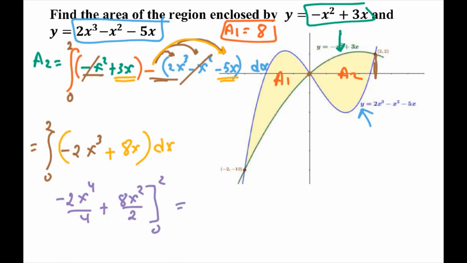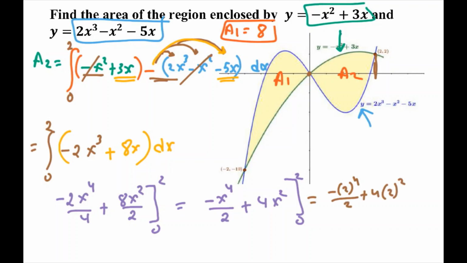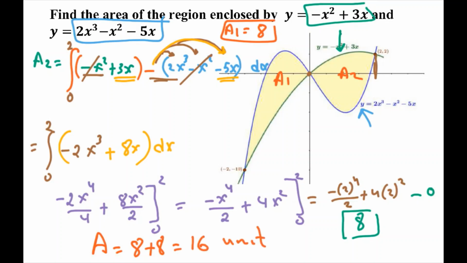That's going to be negative. First, you are going to substitute by 2. That's going to be -2 to the power of 4 over 2 plus 4, 2 to the power of 2. And then when you substitute by 0, that's basically 0. So that's going to be equal as well to 8. So now the area is going to be equal 8 plus 8, which is equal 16 units squared.